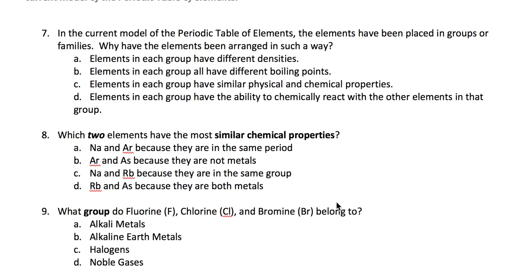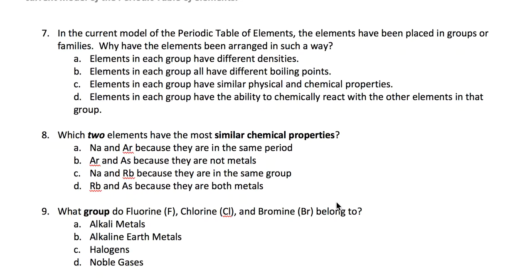Question 8. Which two elements have the most similar chemical properties? A. Na and Ar, because they are in the same period. B. Ar and As, because they are not metals. C. Na and Rb, because they are in the same group. D. Rb and As, because they are both metals.